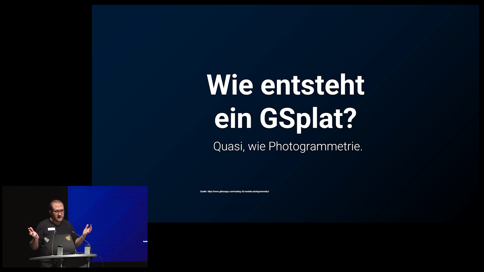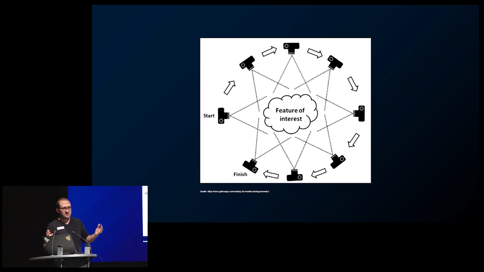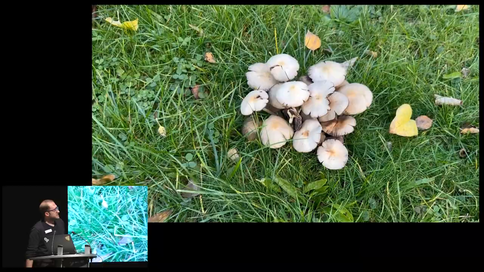So how do you make a Gaussian splat? The cool thing is it's very simple. You just do the same thing you would do when doing photogrammetry. So you move around an object with your camera. And if there's no object, you still just do the same motion going up and down. And that's basically how it looks.